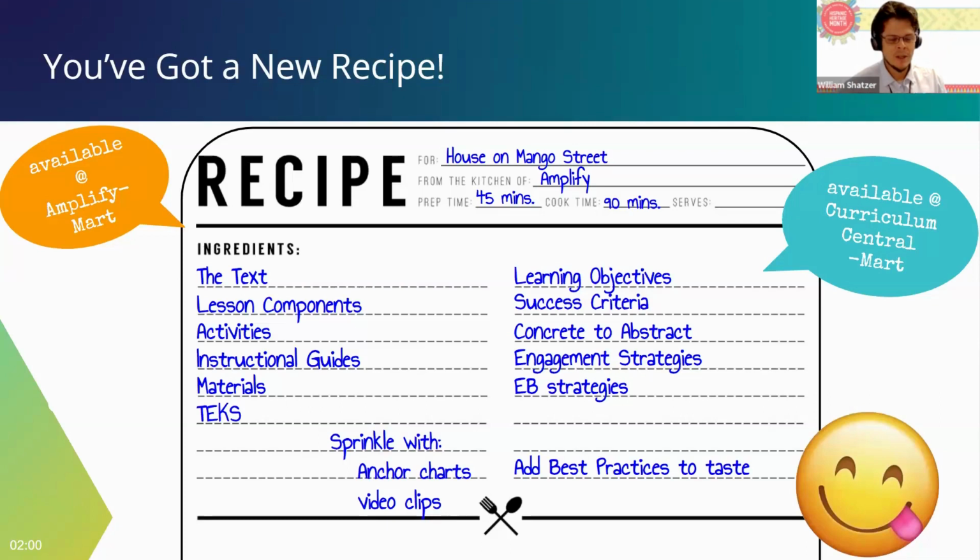Okay, so you have two grocery stores we're going to shop at. We're going to shop the Amplify Mart, which has our text, our lesson components, activities, instructional guides, materials, and TEKS. Then we have to go to the Curriculum Central Market. That's going to have our learning objectives, success criteria, concrete to abstract, engagement strategies, and emergent bilingual strategies. We can sprinkle that with some anchor charts and video clips to make it more engaging, and of course, add best practices that we already know to taste.